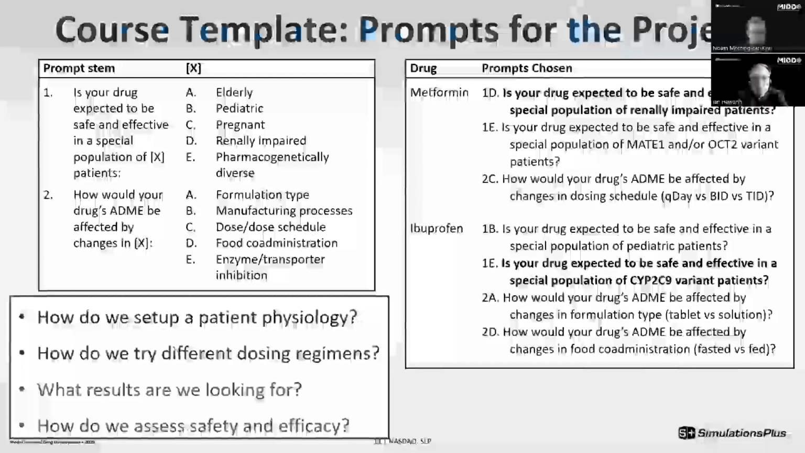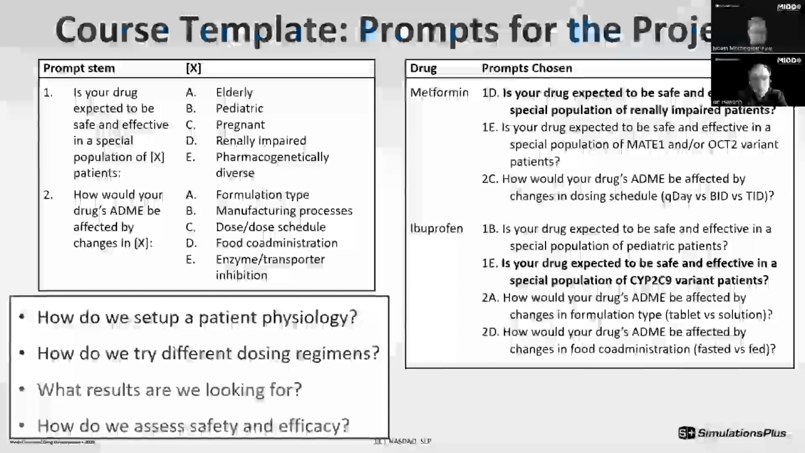And the core way we drove this with the students is really to try to get them to think, first, how do you set up a patient physiology to represent one of these groups? How do you take what you know about a specific population and represent it in a model? How do you try different dosing regimens?